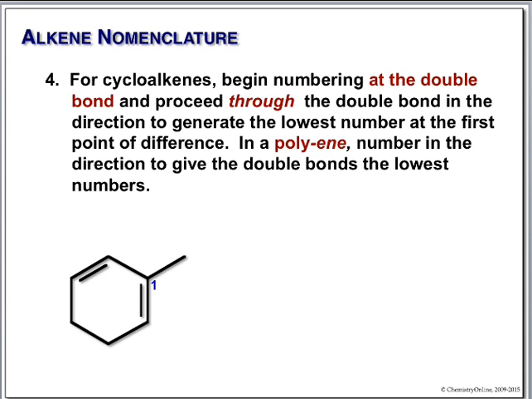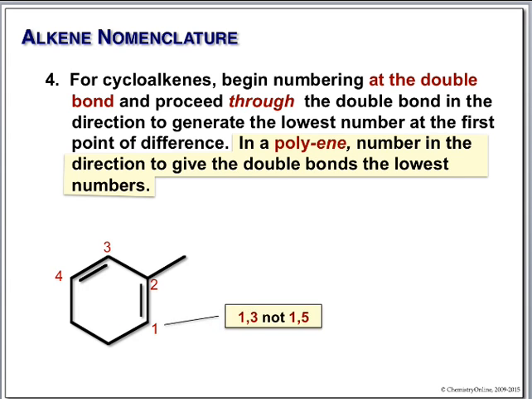So if that was carbon 1, we would have to go around the ring this way. We want to give both of our double bonds the lowest possible numbers. So even though this would give us a 1-methyl, you want to start here and go up this way so that our double bonds are 1,3, as opposed to 1,5.